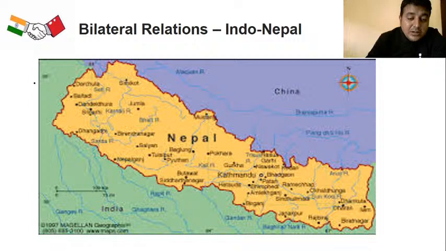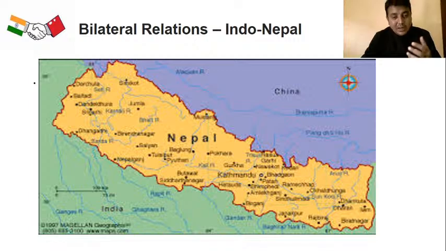As the border is open, Nepalese people can be considered at par with the citizens of India. That's why the borders were open. They can have a job and employment in India. Indians also can travel to Nepal. Such cordial relations existed for a long time.